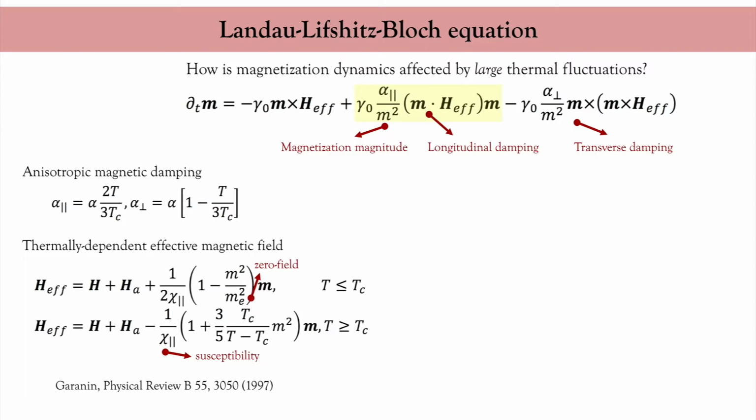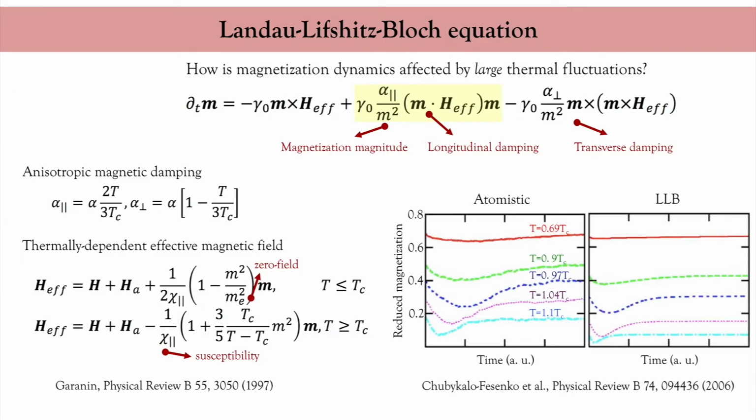The validity of this approach has been tested by Oksana Chubykalo-Fesenko against atomistic simulations. In the atomistic simulations, a large ensemble of classical spins submitted to thermal fluctuations is considered. What the left figure shows is the way this classical ensemble of spins behaves when they are taken away from the rest position and allowed to relax. When the temperature is below the Curie temperature, not much happens. Since the thermal fluctuations are not too strong, the classical spins get reoriented coherently, and the overall magnitude of the magnetization remains almost constant during the process.